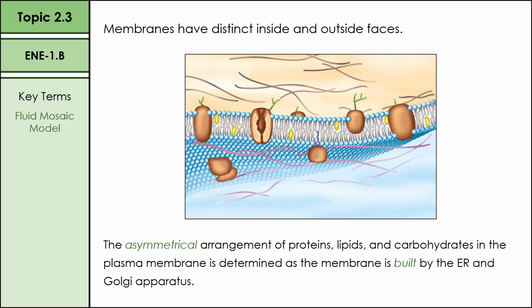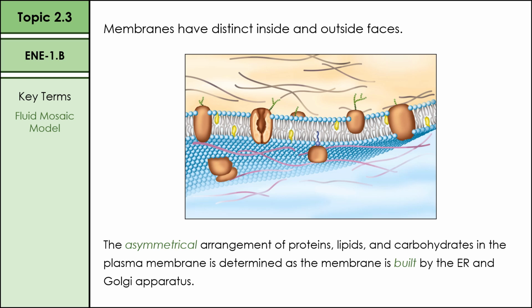But it is important to note, before we look at the specific parts of our fluid mosaic model, that the different sides of our bilayer have different structures protruding from the different faces. So this creates what we call an asymmetrical arrangement of all the different things within our phospholipid bilayer. And the way that this is built is determined largely by what is produced by the endoplasmic reticulum and packaged and sent by the Golgi apparatus. Remember that these are two important organelles that we discussed in the last video.